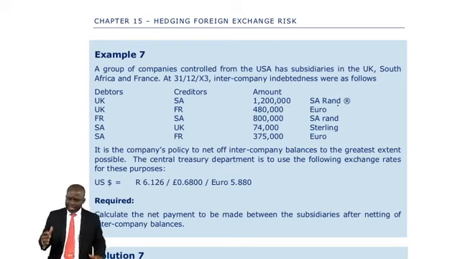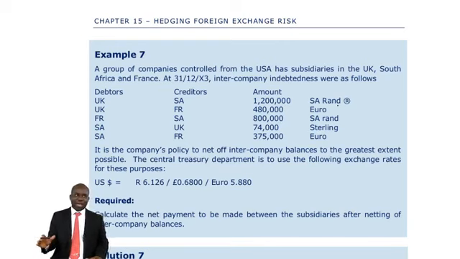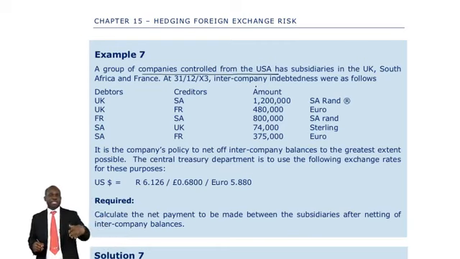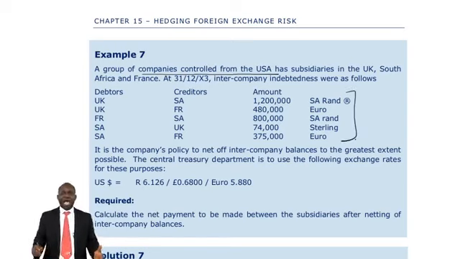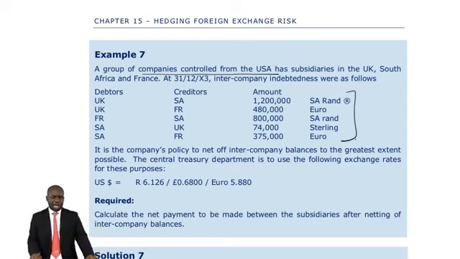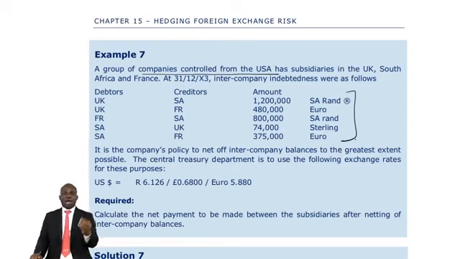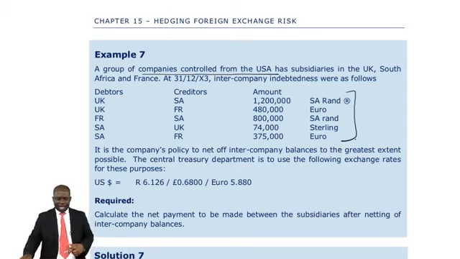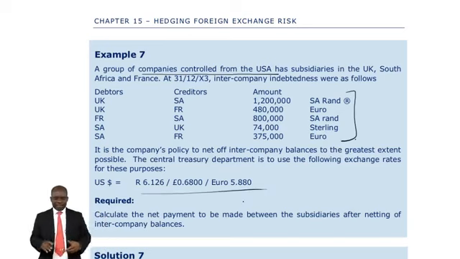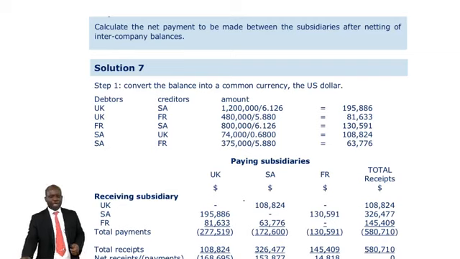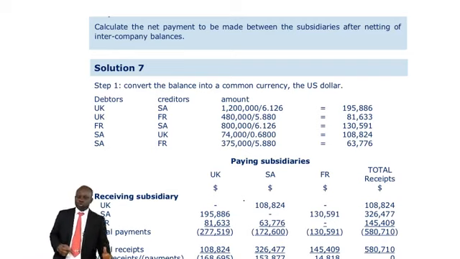So here, the examiner didn't tell us which currency we should convert into. But when you read, these companies are controlled from the USA. So the parent company is based in the US. If it is based in the US, then all these currencies are supposed to be converted into the currency of the US, which is the dollar. When you convert all of them to one currency, then you set off against each other. And when we have to convert, we need exchange rates. They've given us those exchange rates, so we have to use them to convert those currencies into dollars.